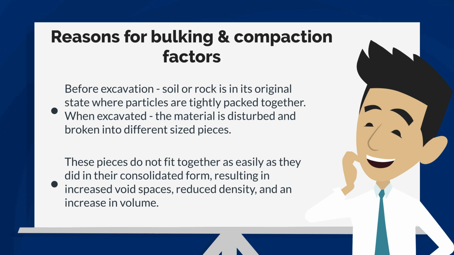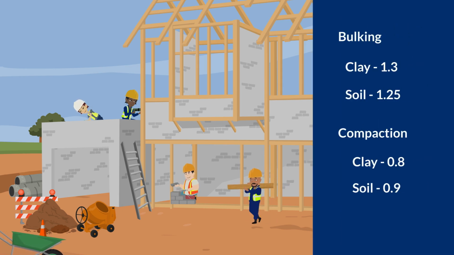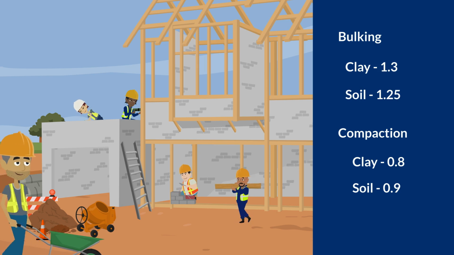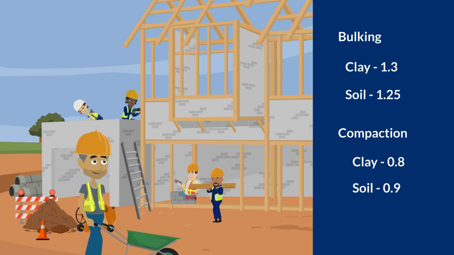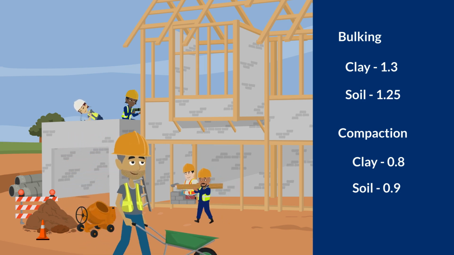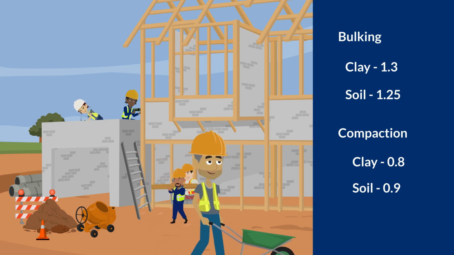So what are the compaction and bulking factors? Well, on the screen are some typical generic bulking and compaction factors. For clay, you have a bulking factor of 1.3 and a compaction factor of 0.8. For soil, a bulking factor of 1.25 and a compaction factor of 0.9.